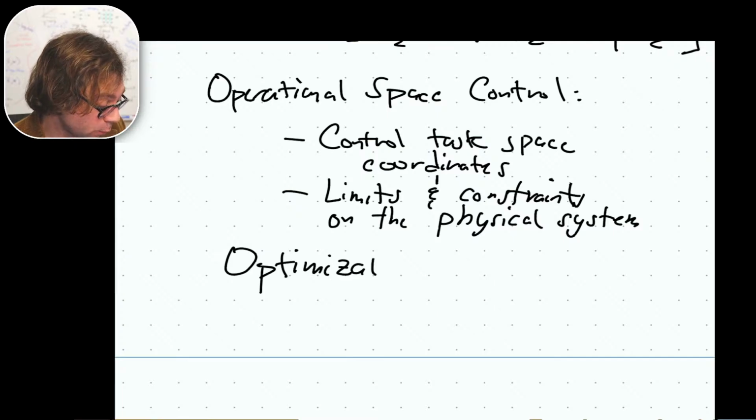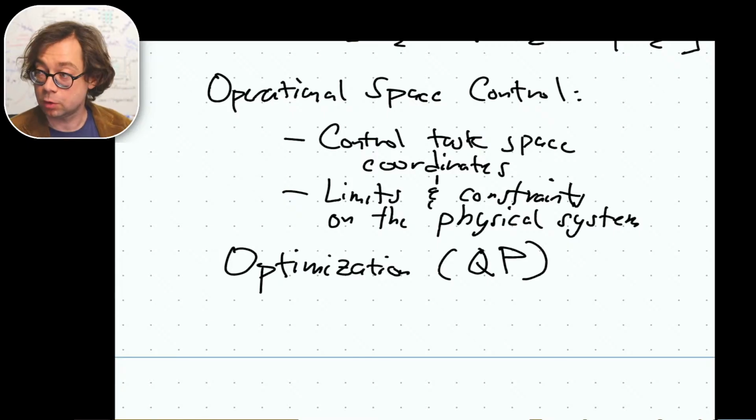And we talked about this before. We could actually turn it into a quadratic program, a QP. QP is nice. QP solves fast, especially if it's convex. And guess what? This one will be convex, my friends.